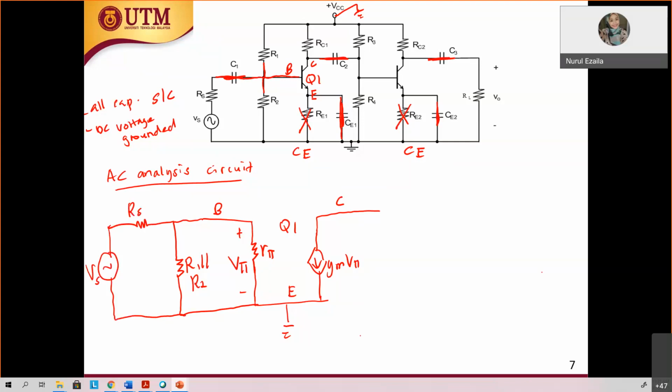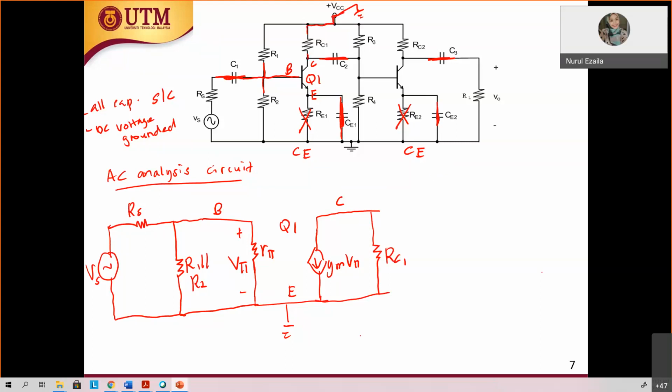So we've done stage 1. Not yet done for stage 1. What else is left at stage 1? RC1. Yes, RC1 to the ground. So that is your RC1. Next is your stage 2.